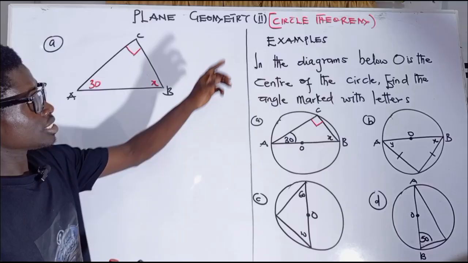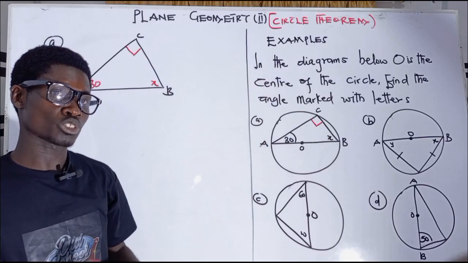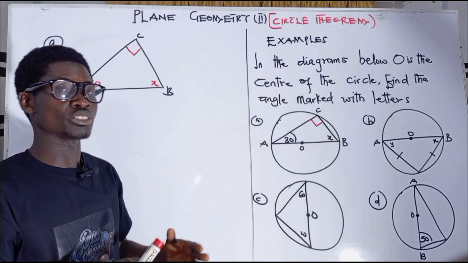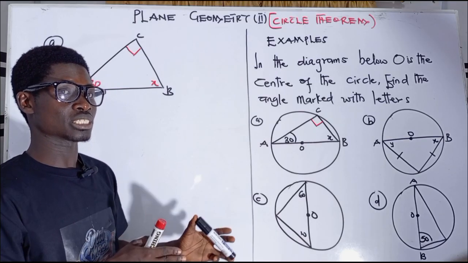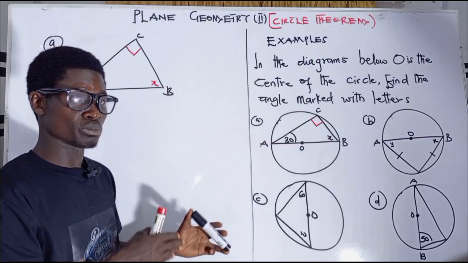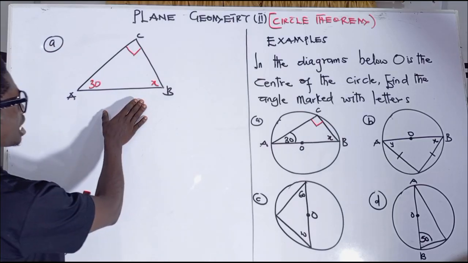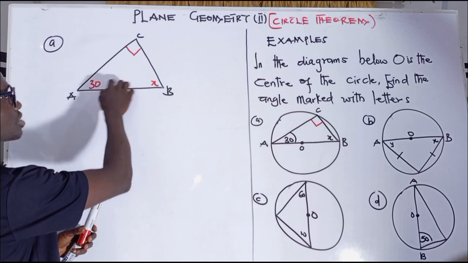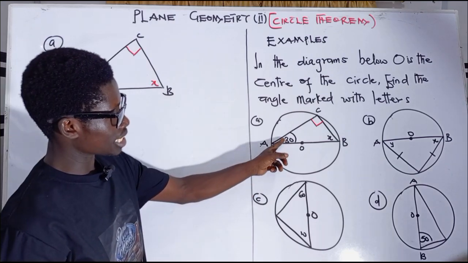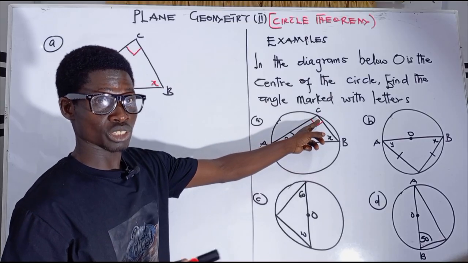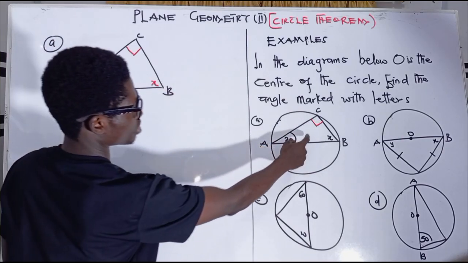Remember that plane geometry 2 is an extension of plane geometry 1. So we are going to apply some of the concepts in geometry 1 to solve questions in geometry 2. So if you have not learned something in plane geometry 1, can you go back and do some revision on that? So this is a triangle. We know that the sum of interior angles of a triangle is 180 degrees. Therefore, if we add this angle to this angle to this angle, it should give us 180 degrees.